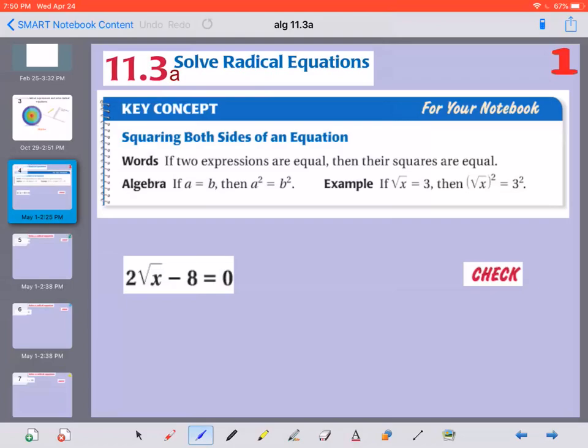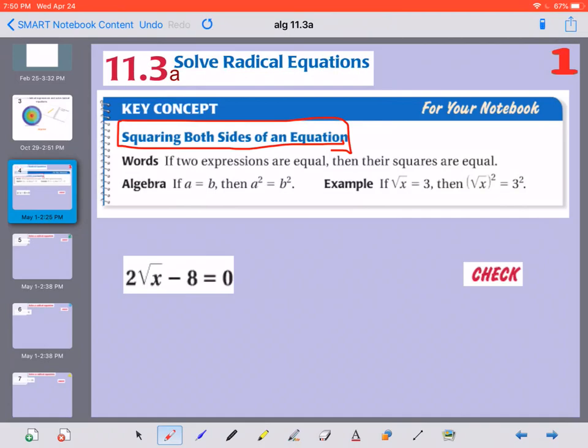Good morning, everyone. Today we're starting 11.3. We are going to actually solve radical equations this time instead of just simplifying. So how we solve radical equations is by squaring both sides of an equation. In words, that says if two expressions are equal, then their squares are equal. In algebraic terms, if a equals b, that means that a squared equals b squared.